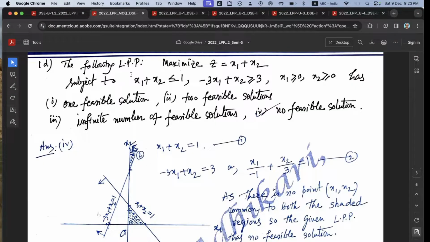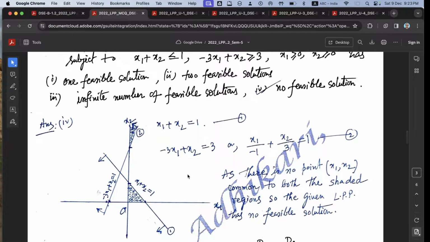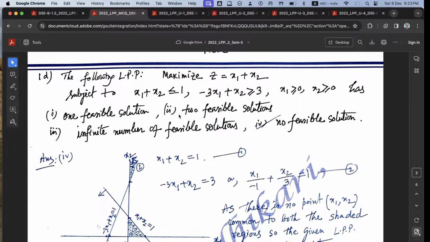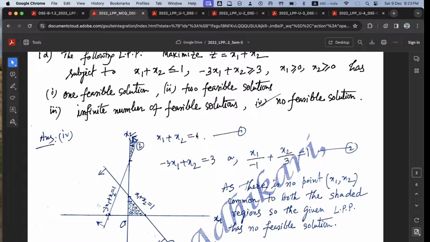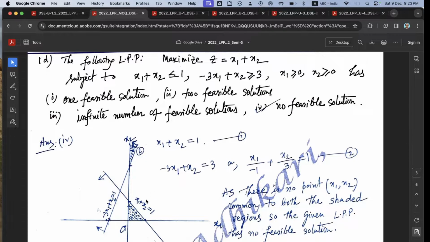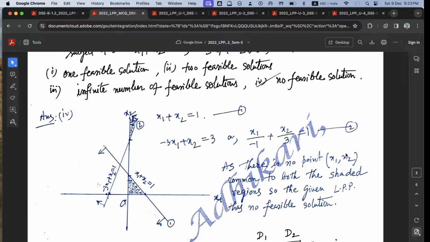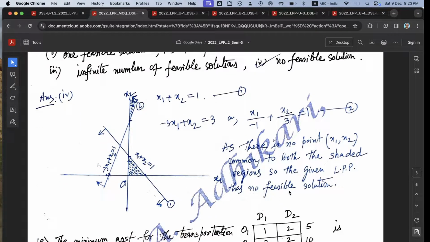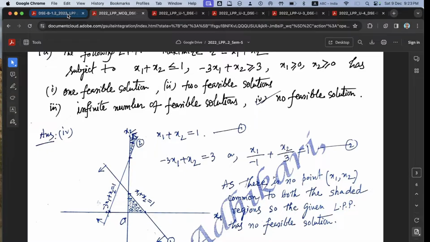Here, for the constraints, we draw the graph for x1 plus x2 equal to 1 and minus 3x1 plus x2 equal to 3. The first equation is x1 plus x2 equal to 1, and the second is minus 3x1 plus x2 equal to 3, and this is the line. According to the inequality, we get this region and this region. As there is no point (x1, x2) common to both shaded regions, the given LPP has no feasible solution. The correct option is 4.